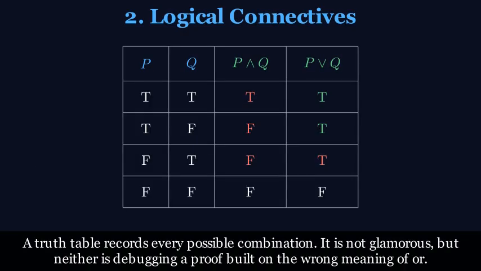A truth table records every possible combination. It is not glamorous, but neither is debugging a proof built on the wrong meaning of or.